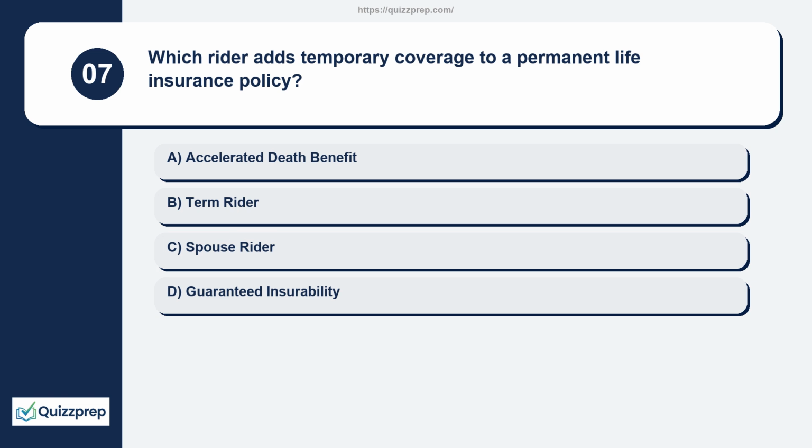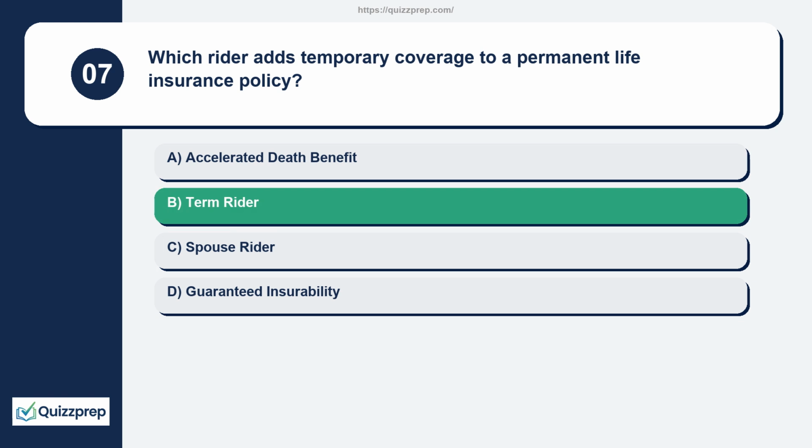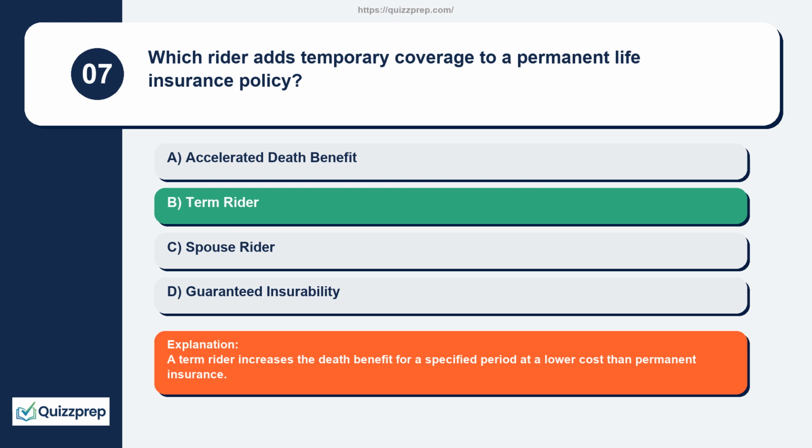Question 7. Which rider adds temporary coverage to a permanent life insurance policy? Accelerated death benefit, term rider, spouse rider, guaranteed insurability. A term rider increases the death benefit for a specified period at a lower cost than permanent insurance.